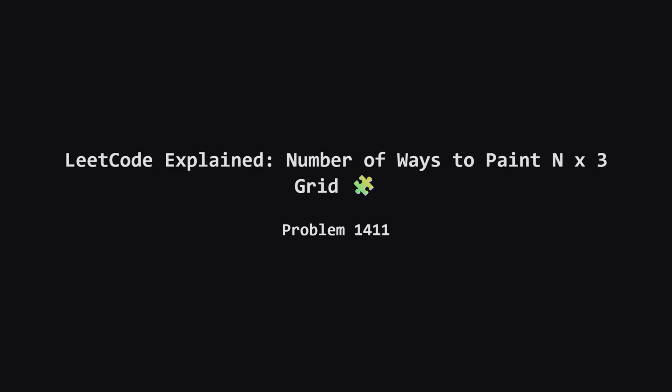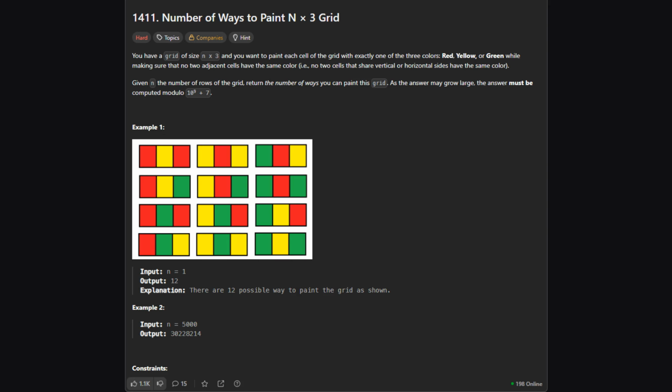Hello everyone, welcome back. Today we're tackling a really interesting problem called number of ways to paint n by 3 grid. This is a Leetcode hard problem, but honestly, once you see the pattern, it becomes one of the most satisfying dynamic programming problems to solve. We're going to break it down step by step, so you can confidently handle grid-based problems like this in the future. Let's get started. First, let's understand what we're being asked to do.